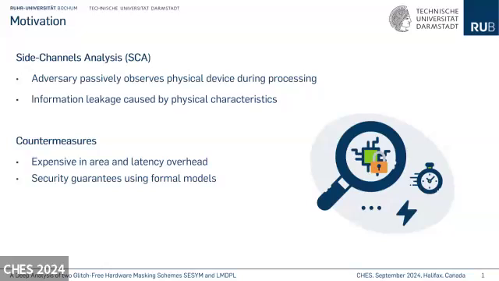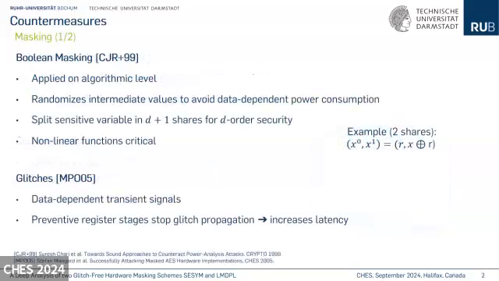And regarding these security claims, what we ideally would like to have are security guarantees using so-called formal models, to be sure that an implementation, independent of the physical platform where it's deployed, is going to be secure in practice. So one of the most prominent countermeasures is masking, and in the context of this talk, this is referred to as Boolean masking, which is commonly applied on the algorithmic level.